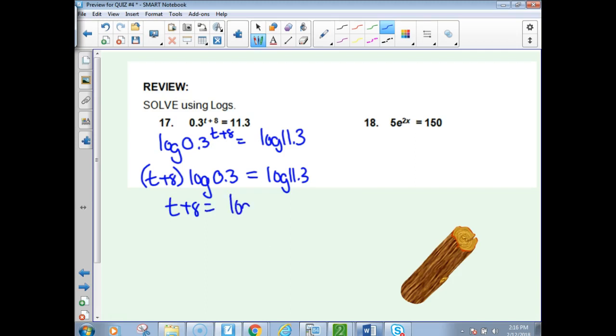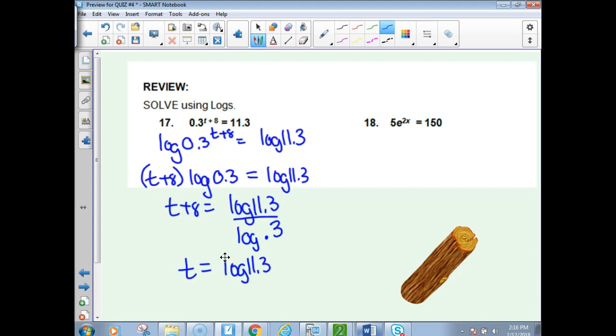So this is what you're going to do on your calculator. You're going to divide log 11.3 divided by log of 0.3. Okay, and then what will you need to do after that? Yeah, subtract 8. So here's what you can type all at once.